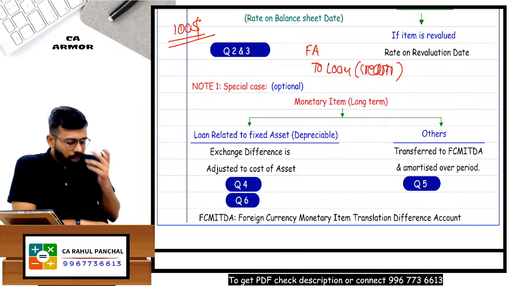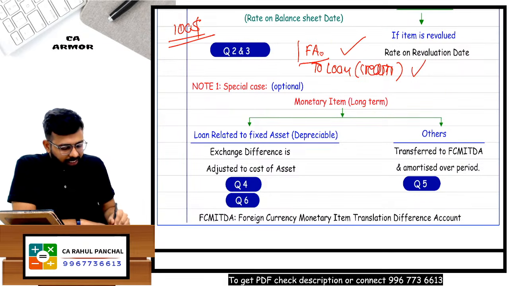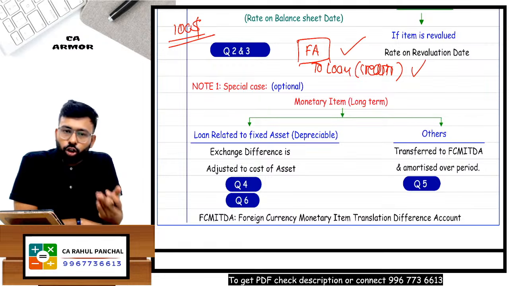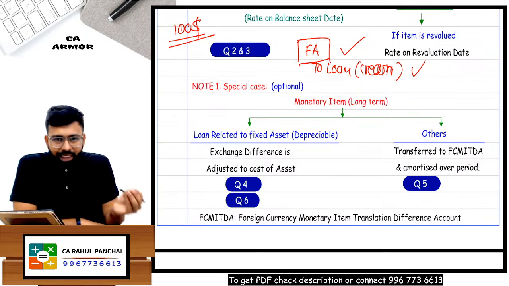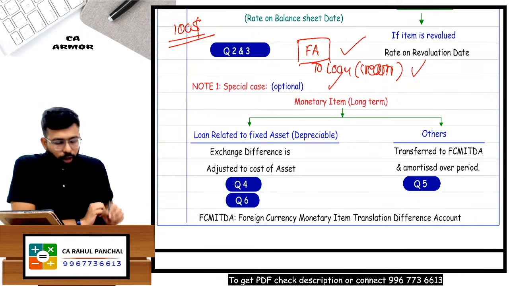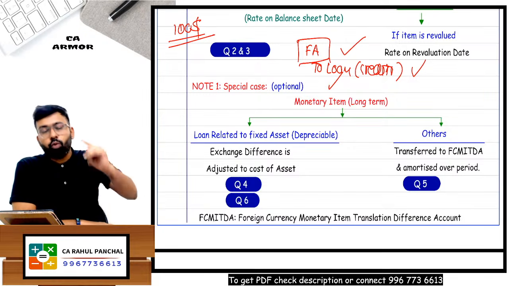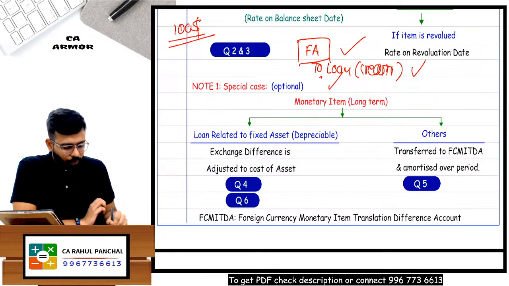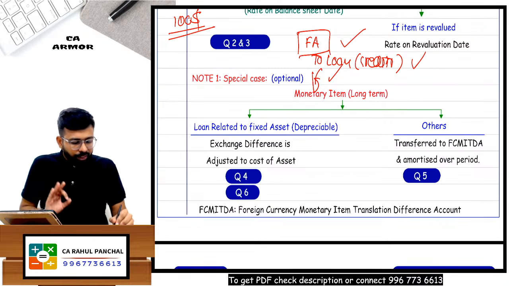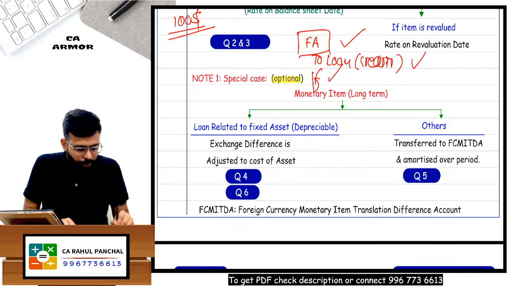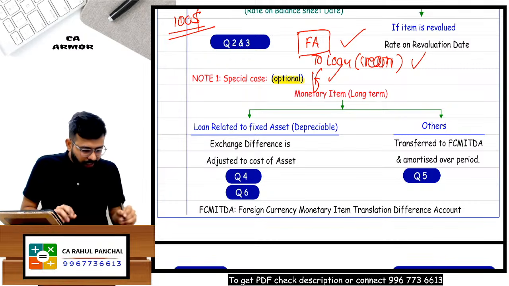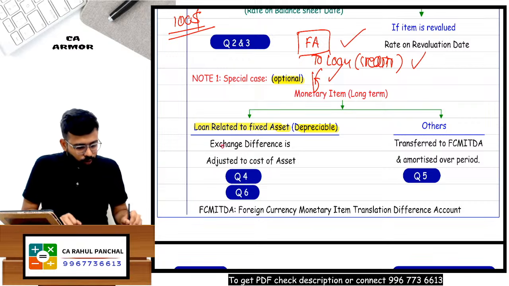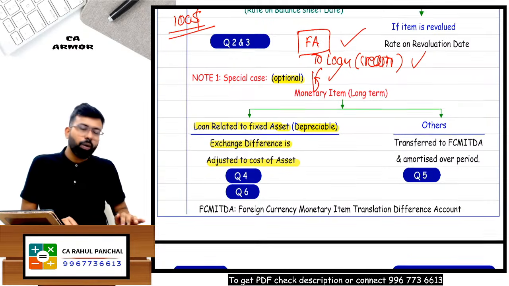Now in this case, whatever your fixed asset is, it is a non-monetary item. Why, sir, is it non-monetary? It is not necessary that after 1 year you will get the same value. You will get more than that or less than that. But a loan is a monetary item because whatever is written, that you will have to pay. Okay, a fixed amount is monetary. Now understand. Here one sentence is written that is optional. Even if you do not do that, it is completely okay. But it is written: loan related to a fixed asset, that is a depreciable asset, so exchange difference is adjusted to asset cost.